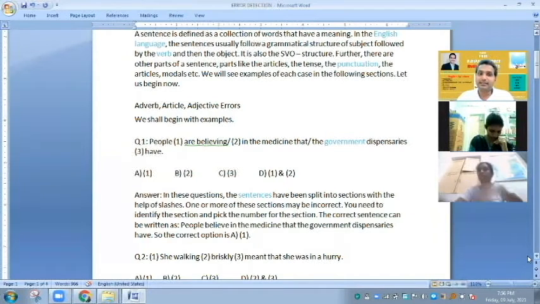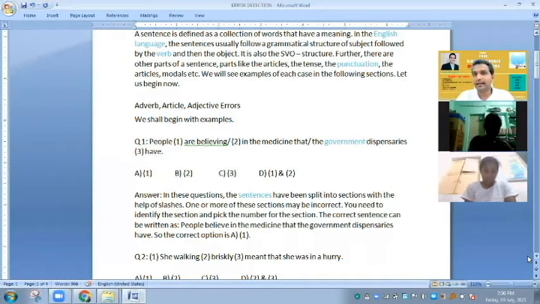So since it is clear, people are believing is supposed to be people believe. People believe in. So again, preposition in comes. In is there, that's not a big problem. But continuous form is the problem here. That's what we need to understand. Let's take a look at the next question.